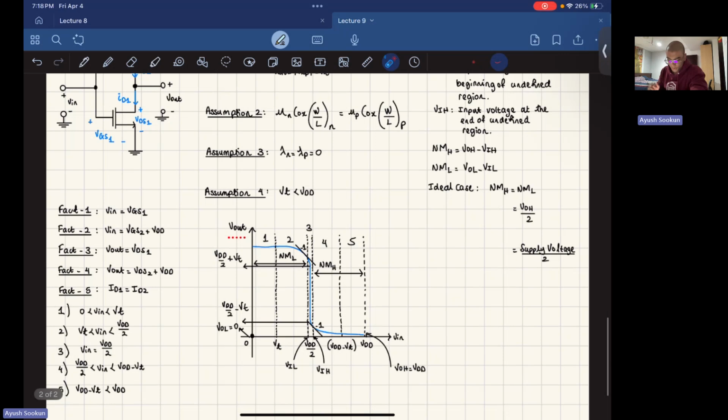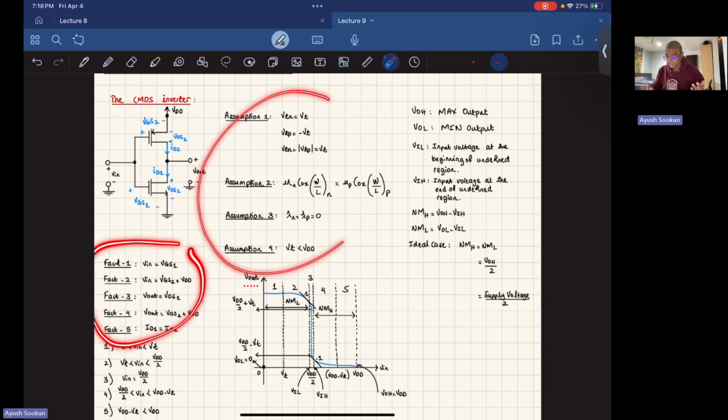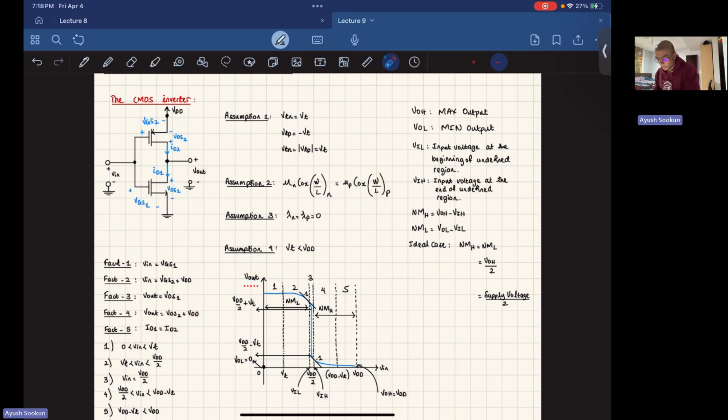So that's number one. Number two are these facts right here. You can look at the circuit right here in blue. I've just drawn them here. So we have ID1 equal ID2. That's fact number 5. Vin equals VGS1. That's fact number 1. And then VGS2 is Vin plus VDD. V out is VDS1, and V out is also VDS2 plus VDD. So these are just the facts. These are the assumptions. Not a big deal so far.